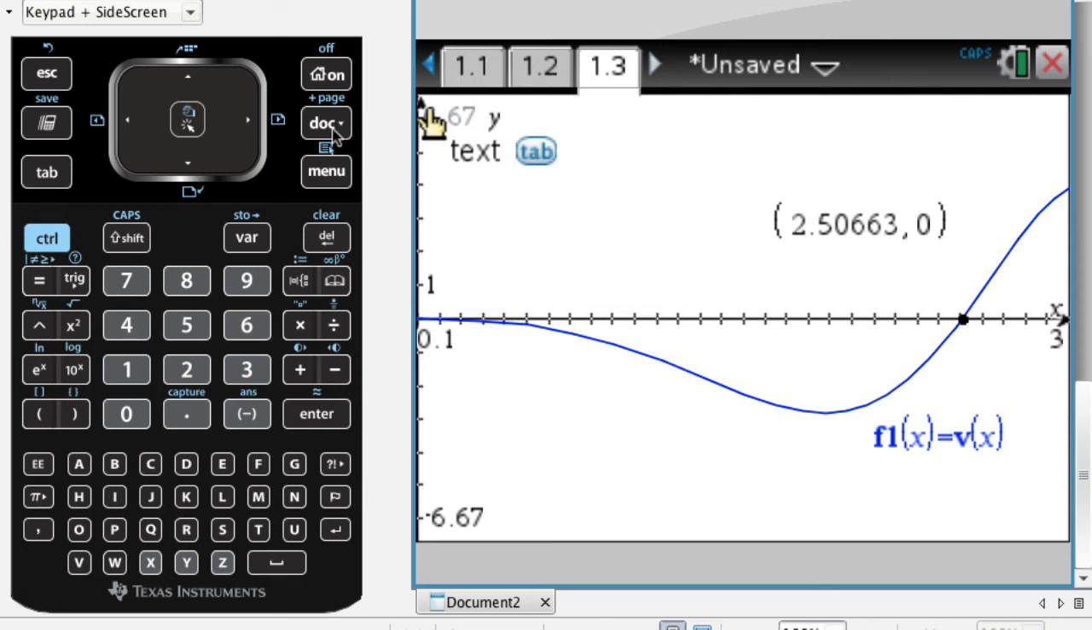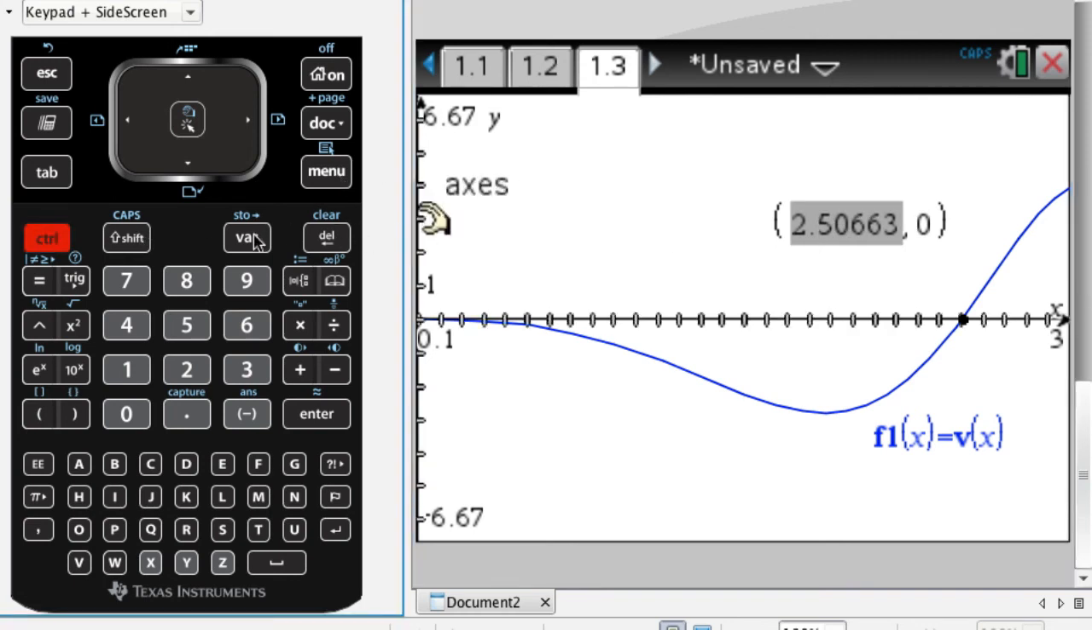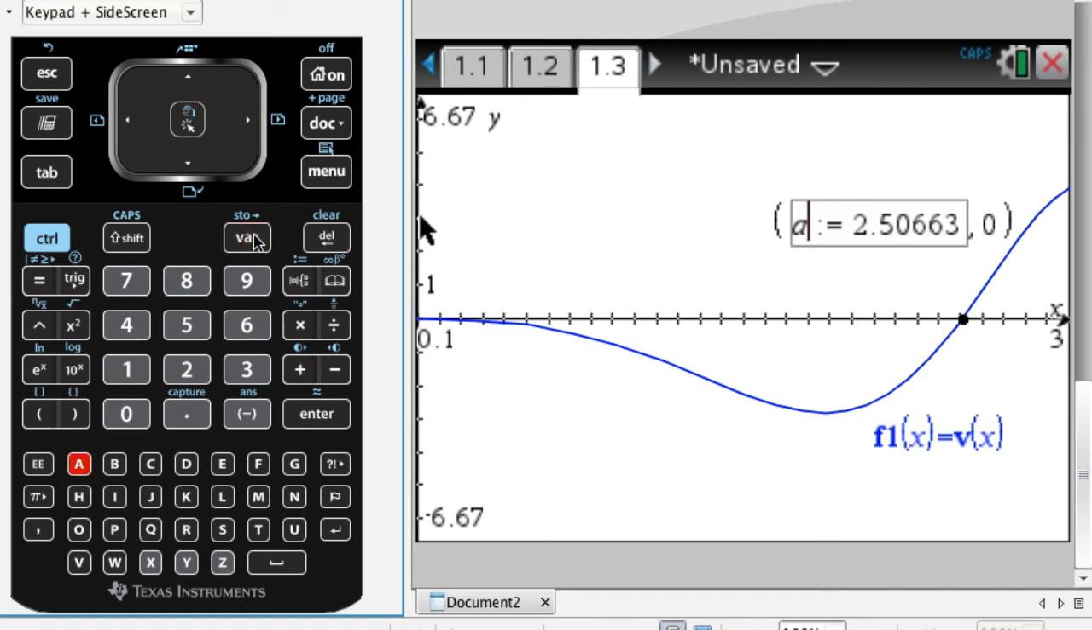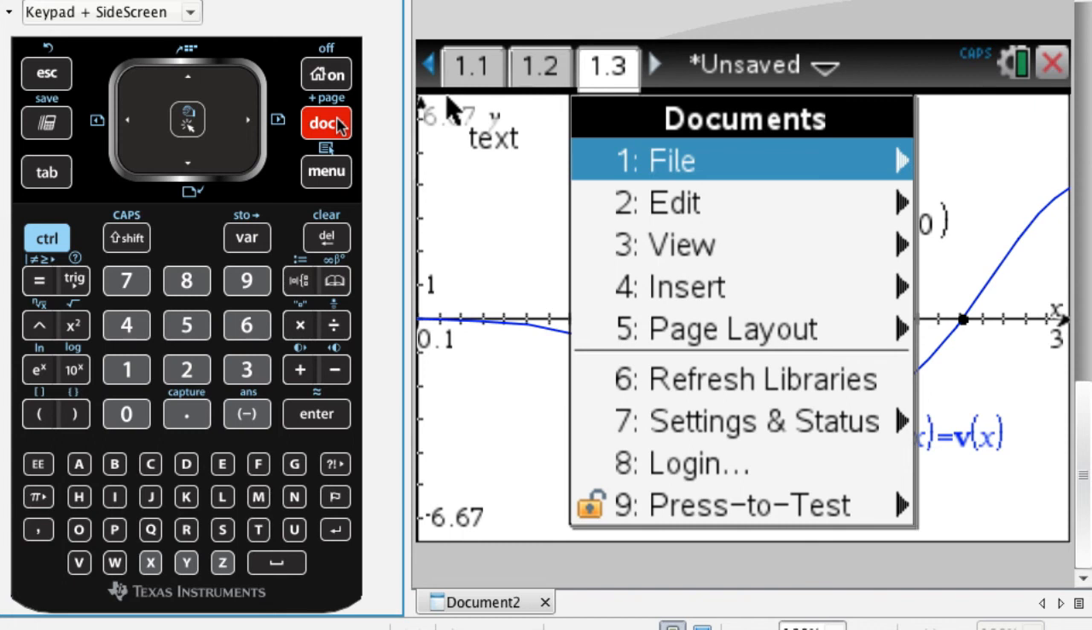The next thing I want to do is the total distance traveled. So I'm actually going to store this value, even though I don't know if I need it. You click on it, press control, and then the var key, and then I'm going to store it as a, because it's the first thing I'm storing. So let me see here.